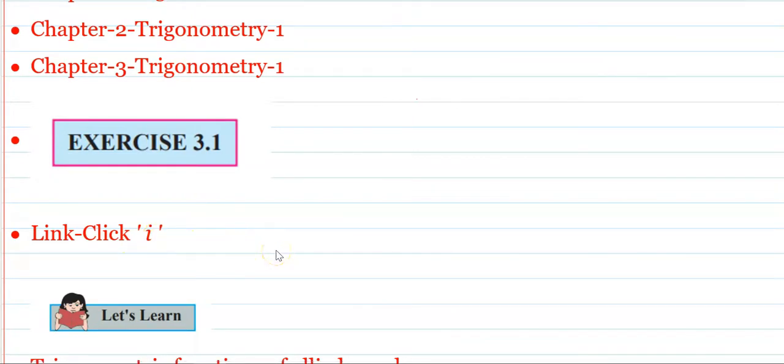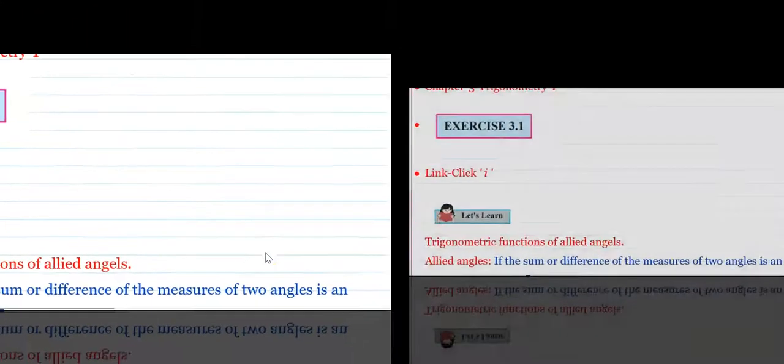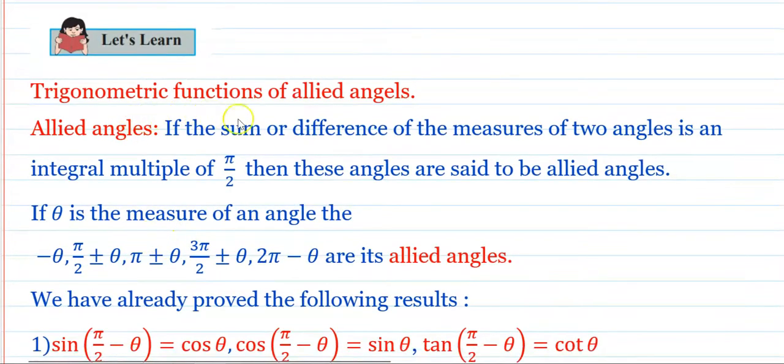Now in this video I will explain all the formulas before the exercise 3.2, all these odd examples, and then all the examples from the exercise 3.2. Now let us start. Trigonometric functions of allied angles.